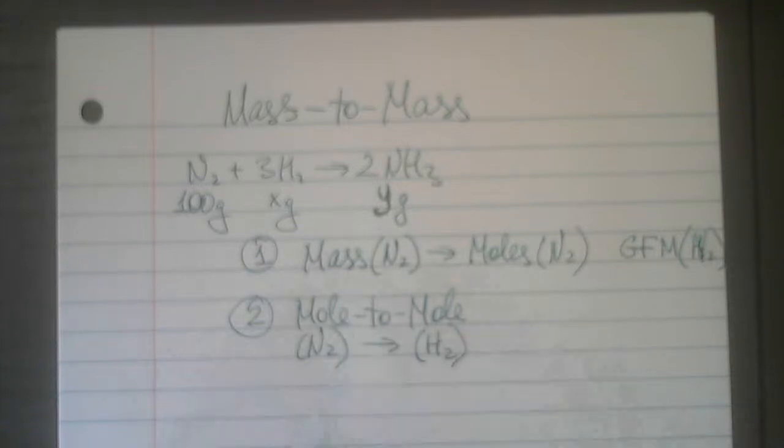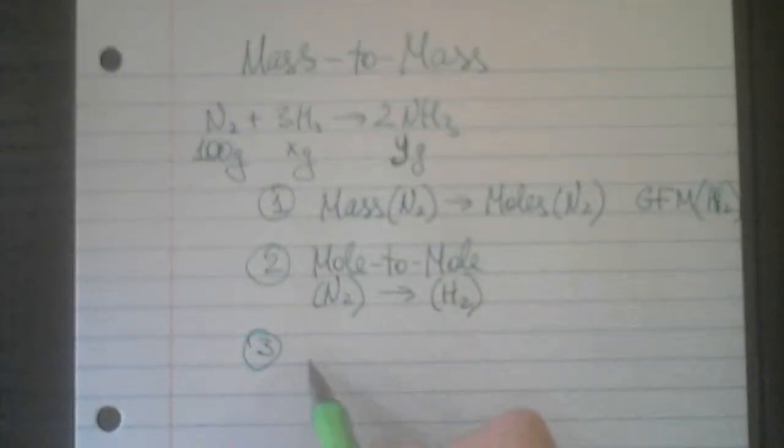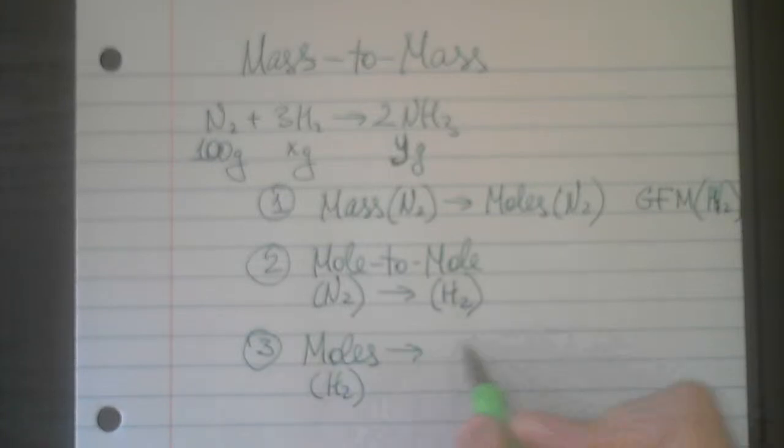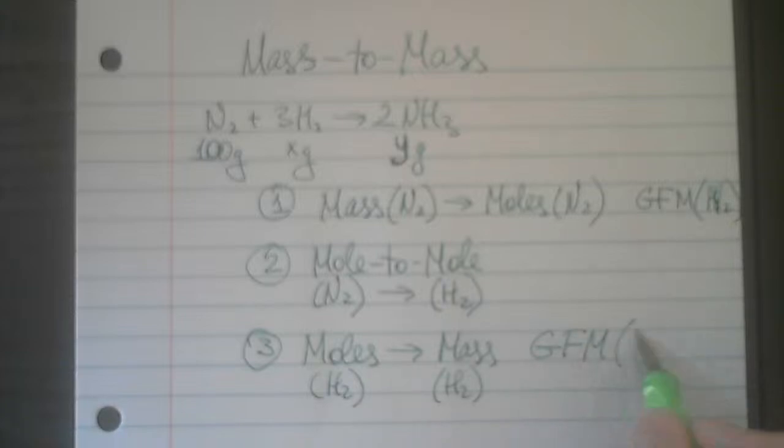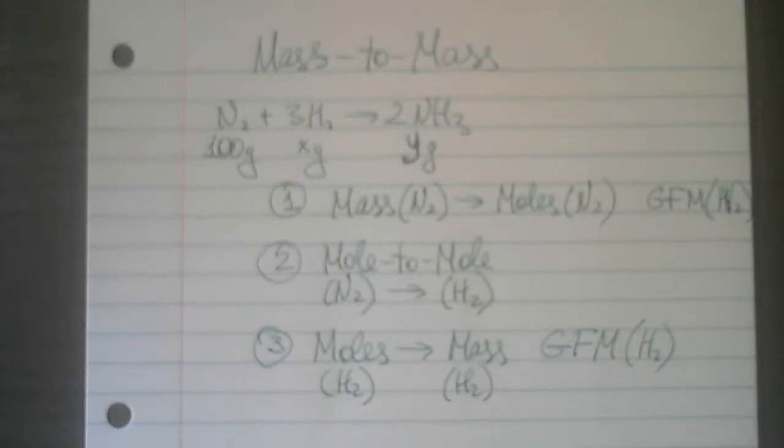And then step number 3 will be to take that number of moles of hydrogen that we just found out and convert it into grams. Moles of hydrogen, and I will have to convert it into mass of hydrogen. For this, I will be using gram formula mass of hydrogen. Okay, so those 3 steps will be our guiding point.